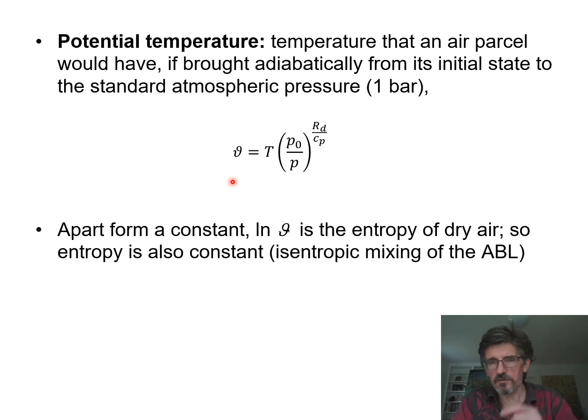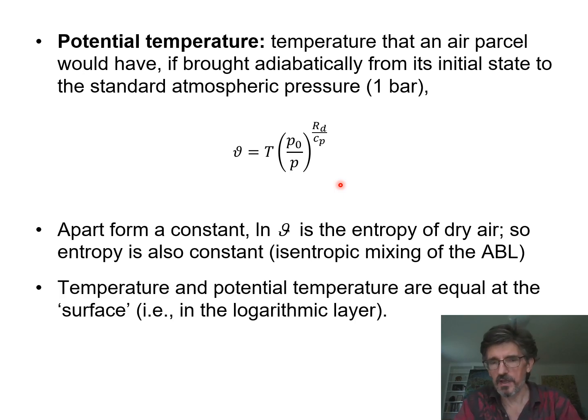So apart from a constant, if you take the log of this theta and you go back to chapter 2, where we saw the entropy expression for an ideal gas, you will see that basically taking the log of this quantity, you'll get the entropy of the dry air, apart from a constant, which means that this adiabatic mixing is also isentropic. There is no change of entropy as this mixing does, because there is no heat exchange. So we can also say that the ABL behaves isentropically with respect to temperature.